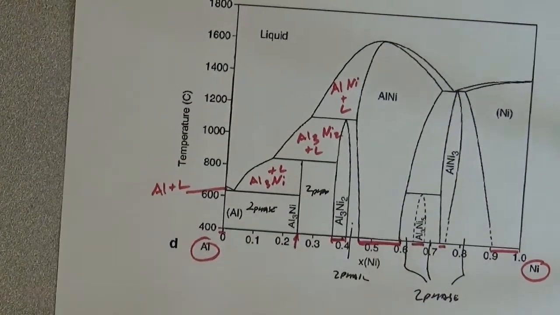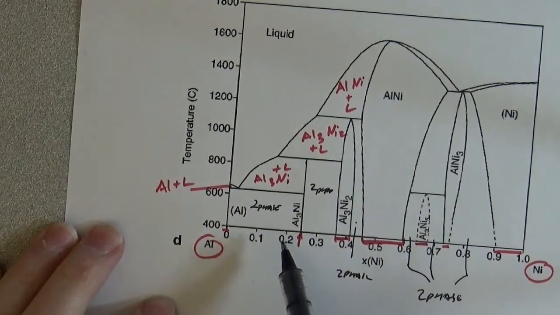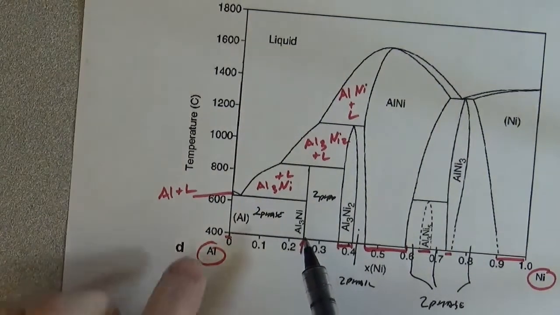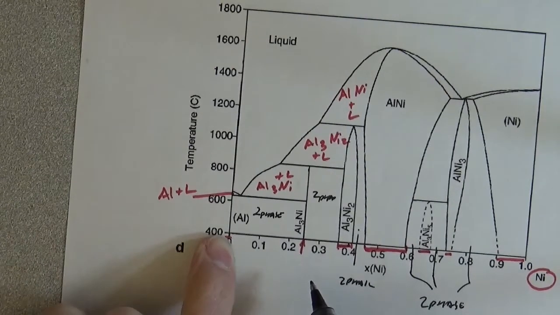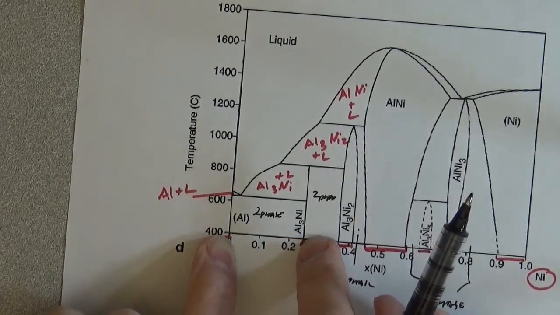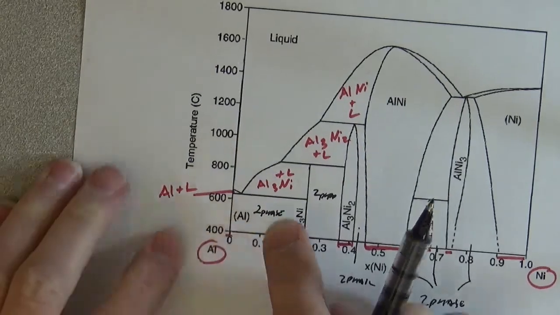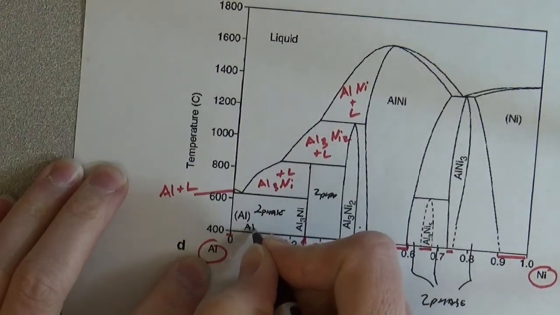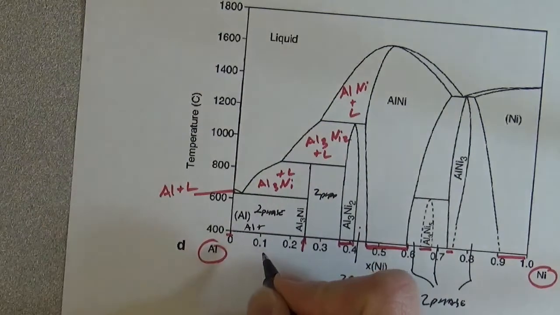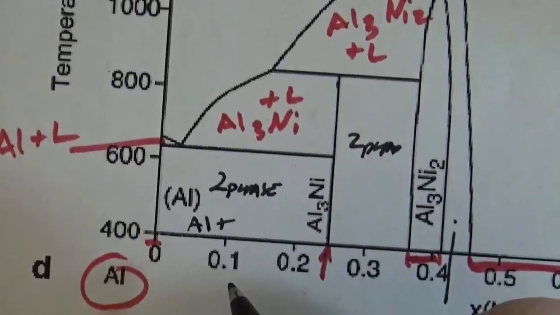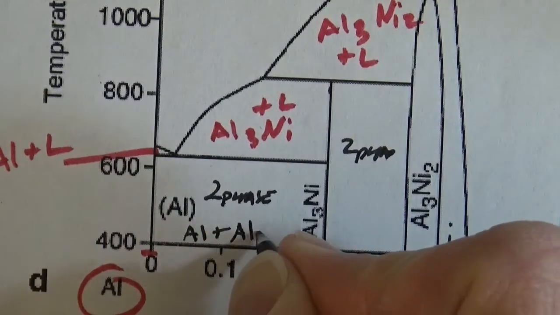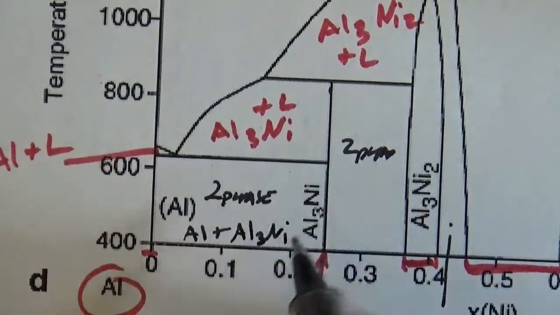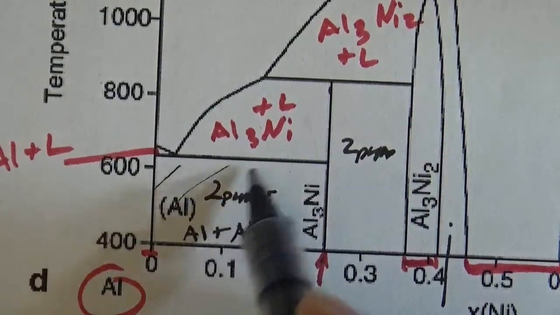So where that comes from is identifying the two-phase region between single phases. So here is pure aluminum. Here is pure Al3Ni. So this is a two-phase region of Al plus, let me zoom in, Al plus Al3Ni in this region.